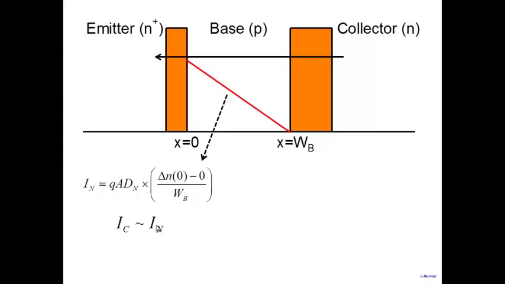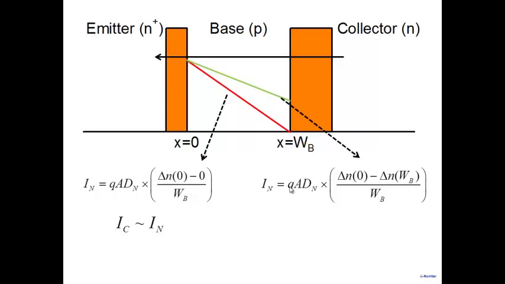Now we are forward biasing the collector base junction. What is the effect of the forward biasing? This junction starts injecting, so this will no longer be 0. The picture is: the base emitter junction is forward biased, so I have a certain electron density here, and the collector base junction gets forward biased, so I expect a certain electron density here. What would be the current now? IN will be equal to the slope of this line, so it will be Q A DN, delta N0 minus delta NWB, divided by WB. So this is the current here.